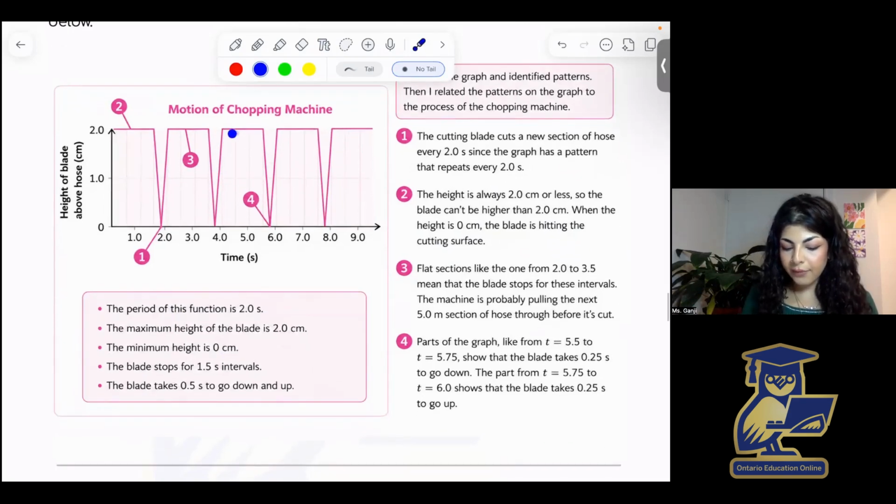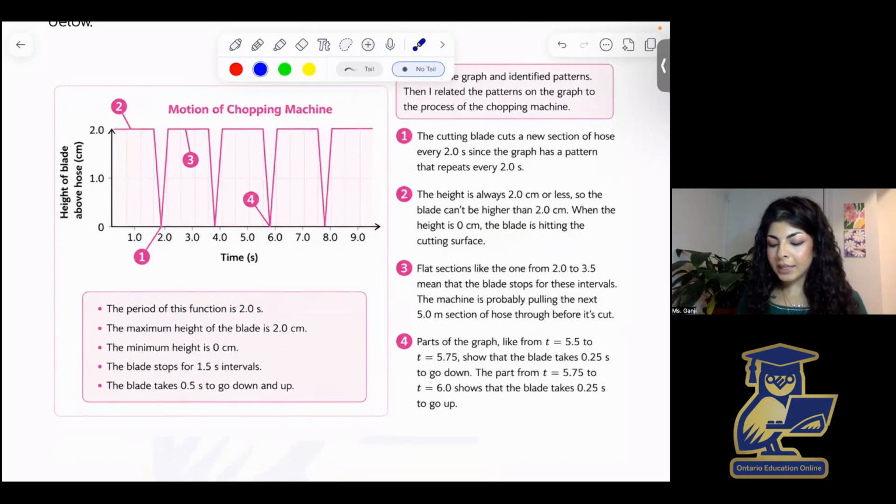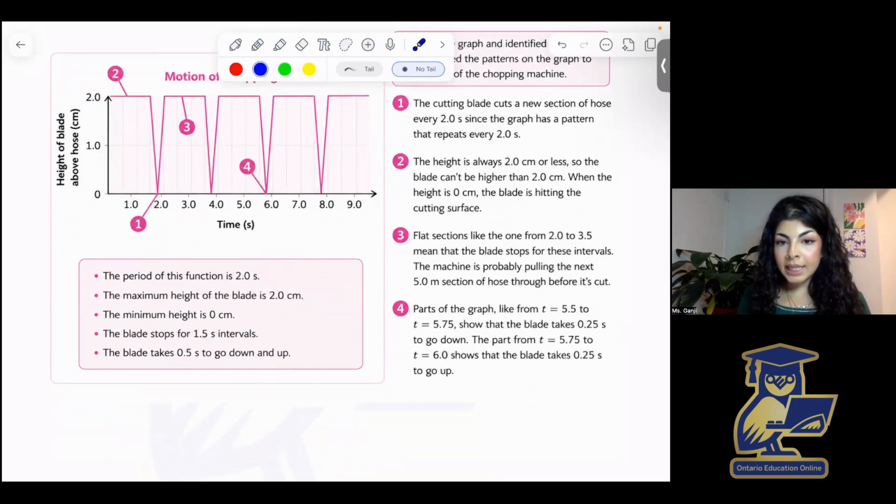Now, we also see these flat sections here, and these tell us that there's no movement happening at that time. So consider a machine, and at this time, the machine is processing the hose and moving the next portion of the hose over so that we can cut another 5 centimeters. And at that time, the blade stays up for the hose to move over, and then it goes back down again. And that's precisely what we're seeing here.